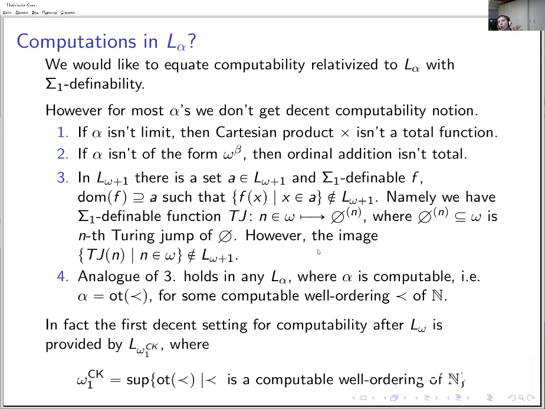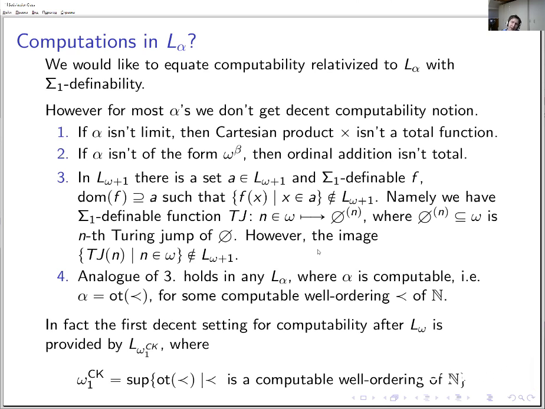The point is that all subsets of the naturals in L omega plus 1 are arithmetical, because they're definable over L omega, and L omega was just HF. So the sets that are definable in L omega are more or less arithmetical sets. Because of this, all individual Turing jumps are actually elements of L omega plus 1. But the collection of all Turing jumps, or all finite Turing jumps, wouldn't be in L omega plus 1.